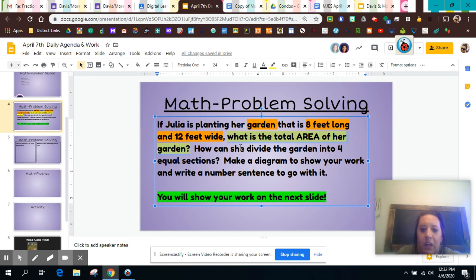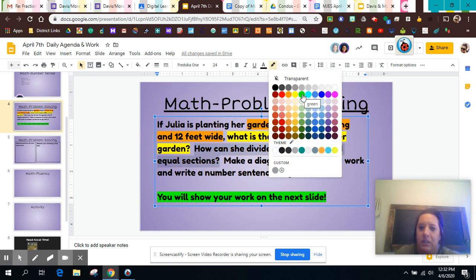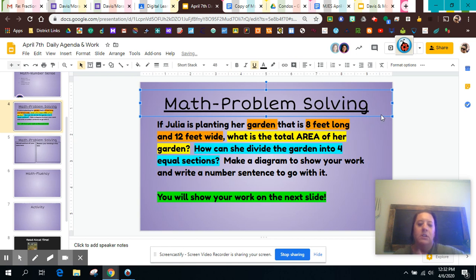Okay. Then my second one was, how can she divide the garden into 4 equal sections? So I have a little bit of work to do here because there are a couple different questions that they are asking me to solve for today. It does say I can make a diagram to show my work, but I also have to write a number sentence to go with it.